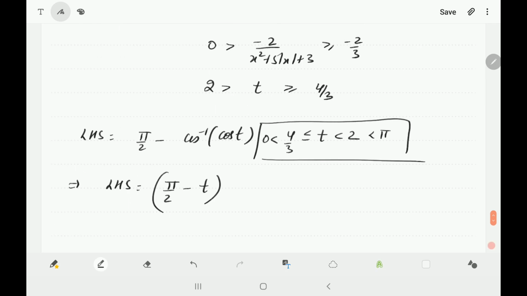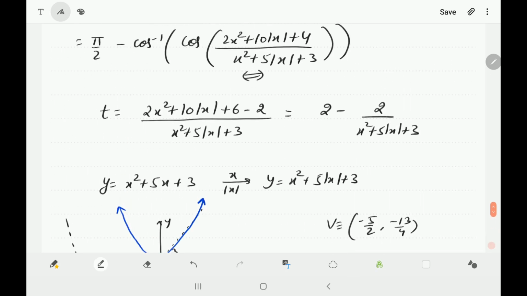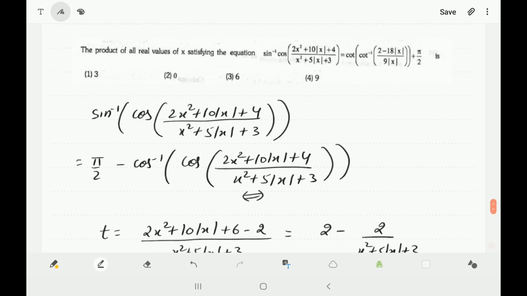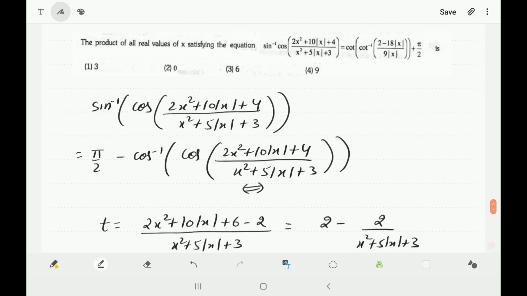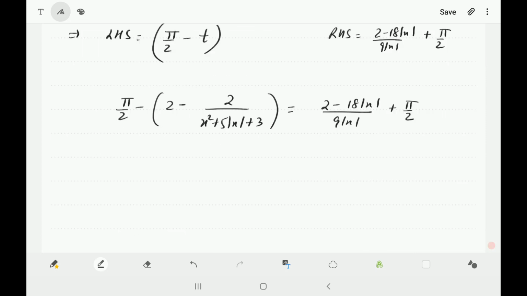Now let's try to simplify the right hand side. The right hand side is cot of cot inverse of theta. We already know cot of cot inverse of theta is actually equal to theta. So now we will have the right hand side as theta plus pi by 2. Let's equate the left hand side and right hand side and find the values of x.